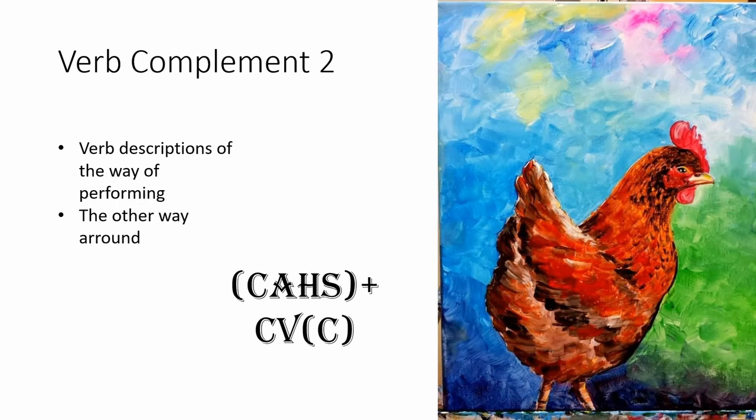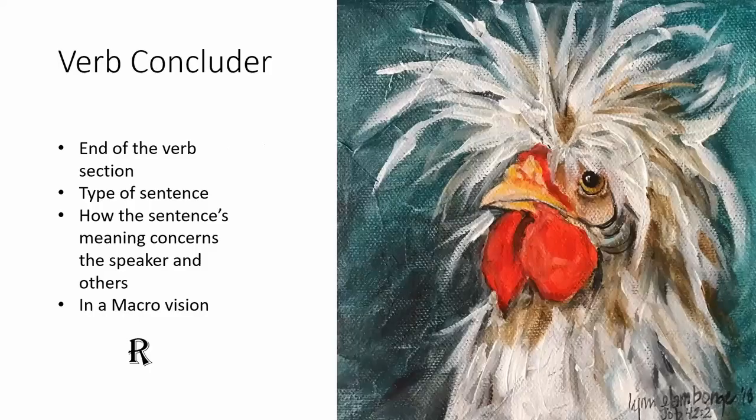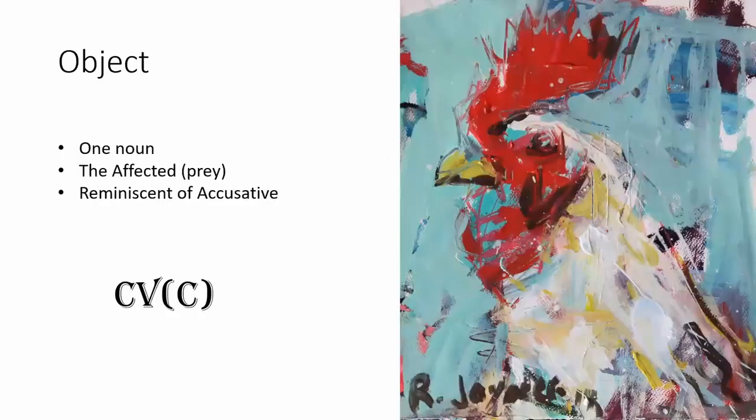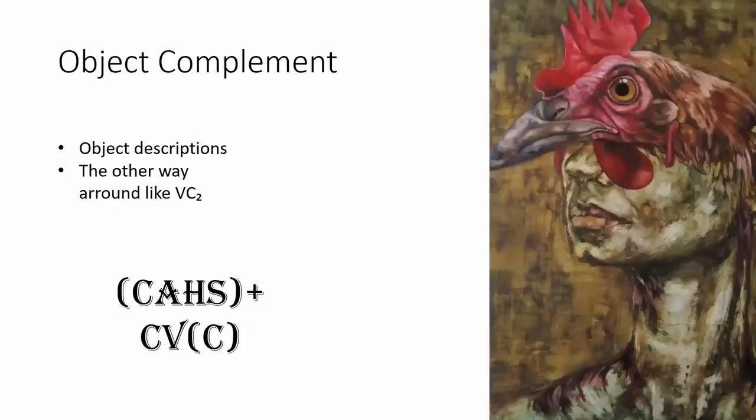Every verb section finishes with a verb concluder. It expresses the type of sentence and how much its content concerns the speaker and others involved. After this, the object follows. There are sentences without and with an object. When there's an object, you can imagine a dog, the attacker, the subject, and a prey, the chicken, the object. It's reminiscent of accusative. The object complements follow, and like the verb complements too, they are written the other way around.